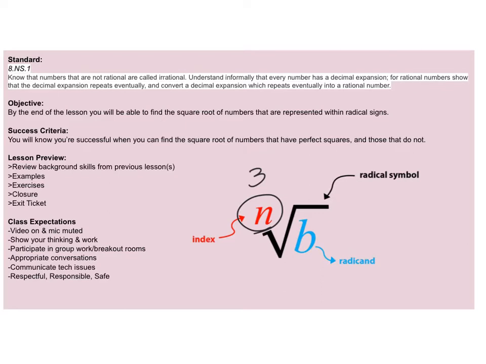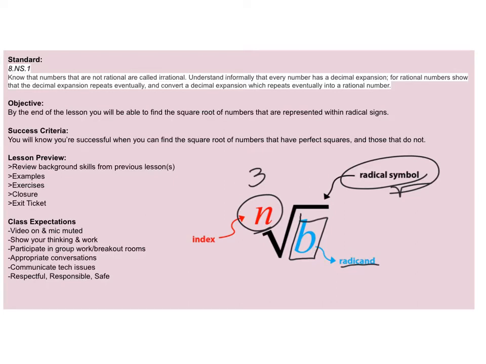So the number inside of this radical symbol is called your radicand. And then obviously this little symbol, this is called your radical symbol. So just keep in mind those words as we go through and might be using them throughout, okay?